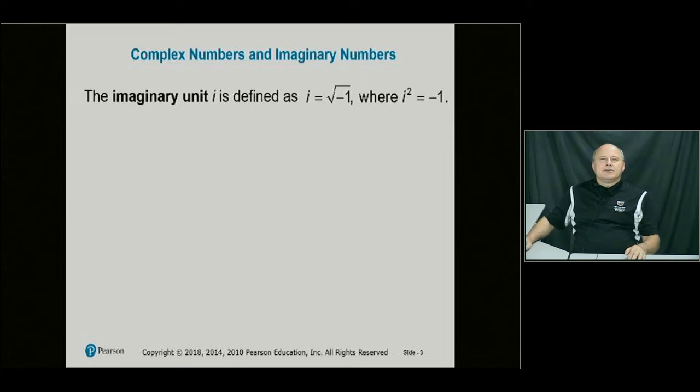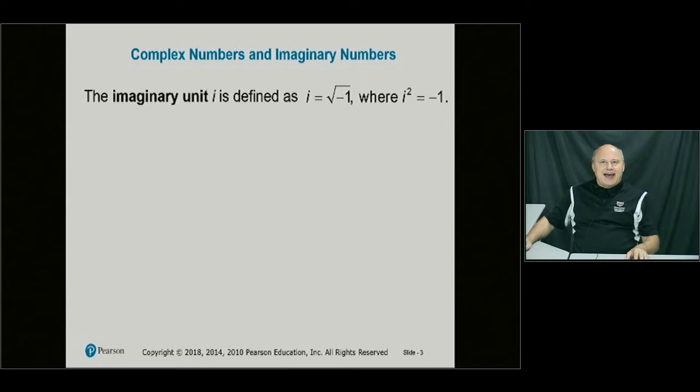Alrighty, so let's begin with what a complex number is and the imaginary numbers. Well, the imaginary unit, which is i, is defined to be the square root of -1. So i equals the square root of -1 is called the imaginary unit. So therefore, if you square both sides of that equation, you get i squared equals the square root of -1 squared, which happens to be -1. So therefore, i squared equals -1.